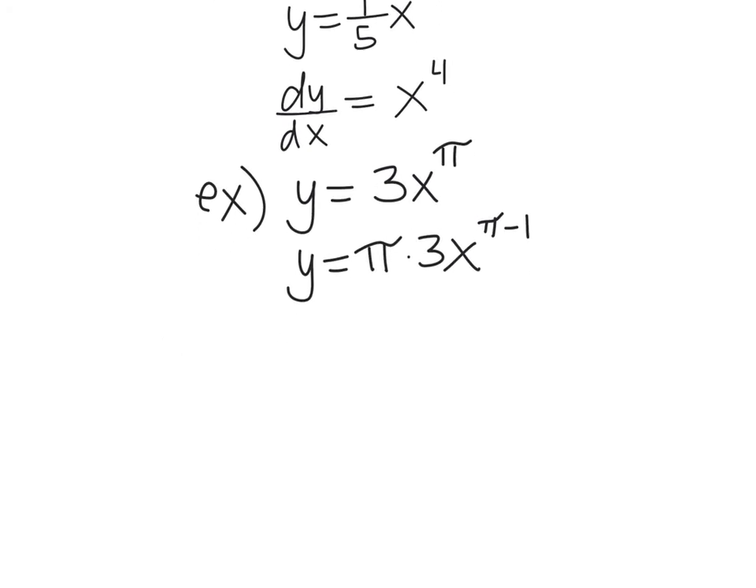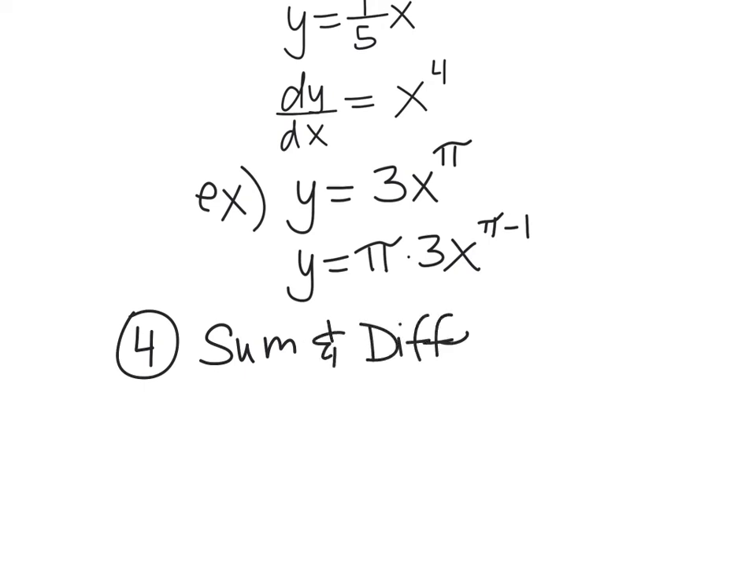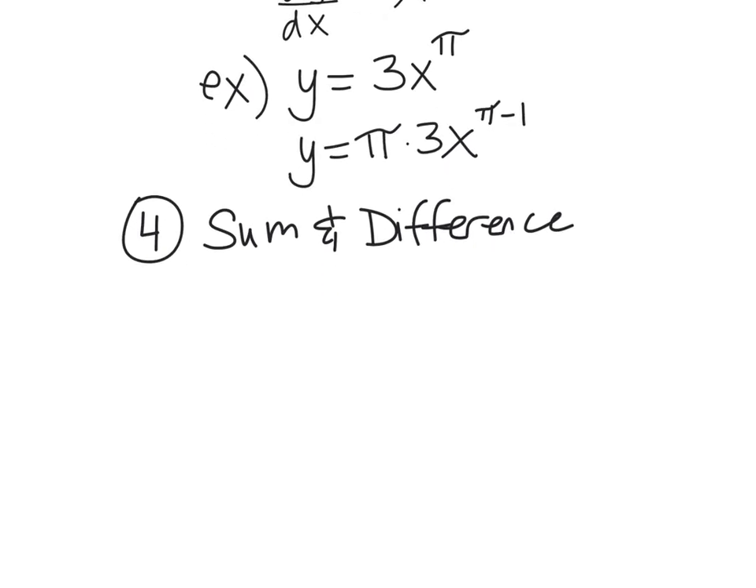Okay, last rule. Rule number 4. And then we'll have one more thing to do. This is the sum and difference rule. Maybe you've noticed all along that I've only given you one term every single time. What about when it's like plus another term, like a big polynomial, like a big quadratic or something? You don't skip those.